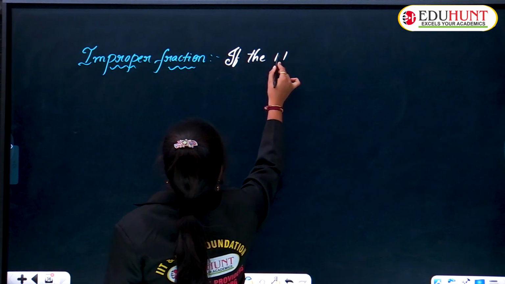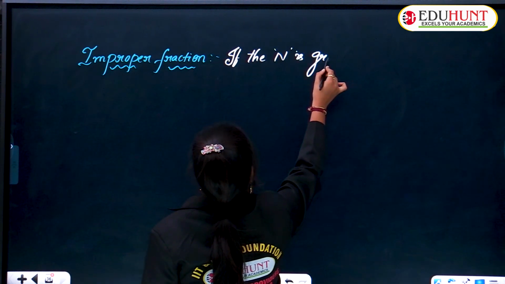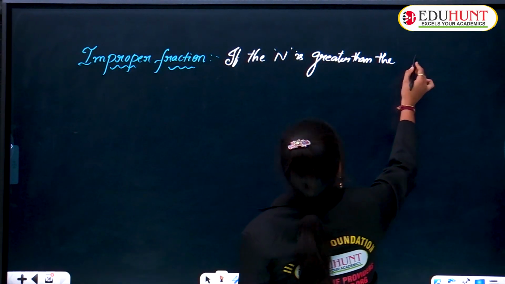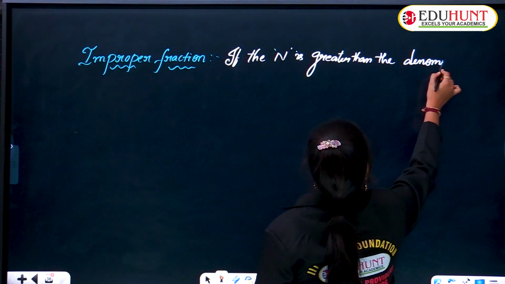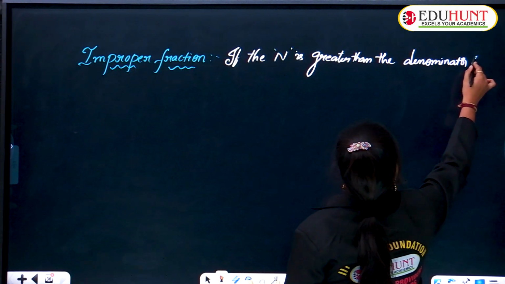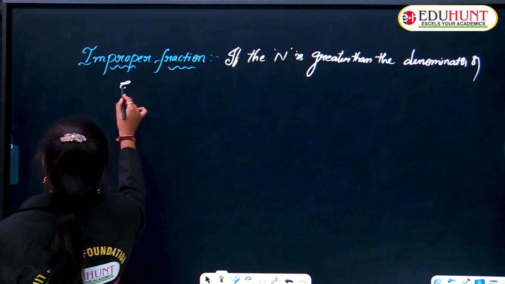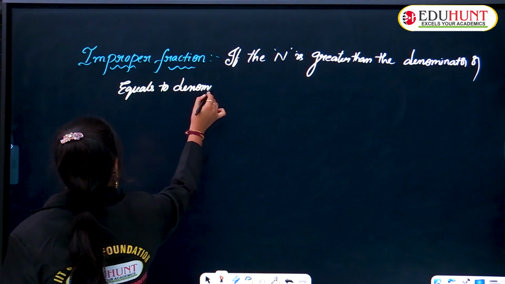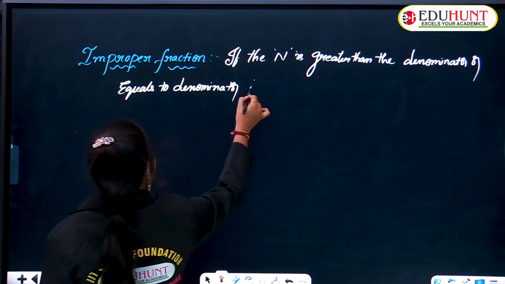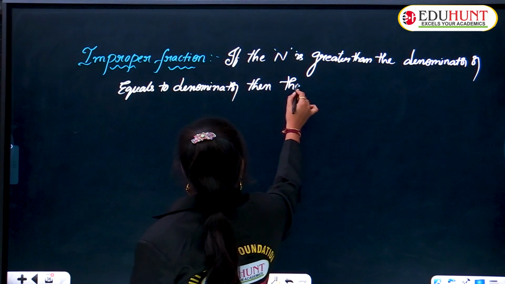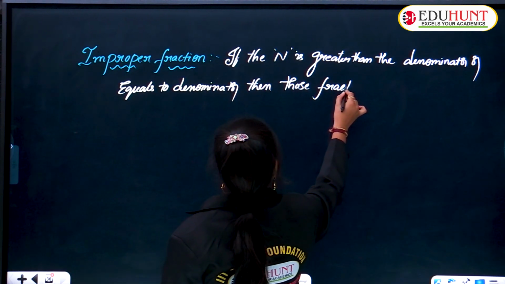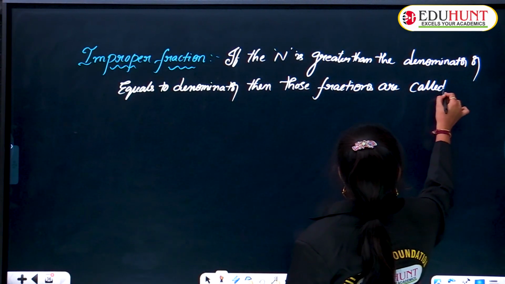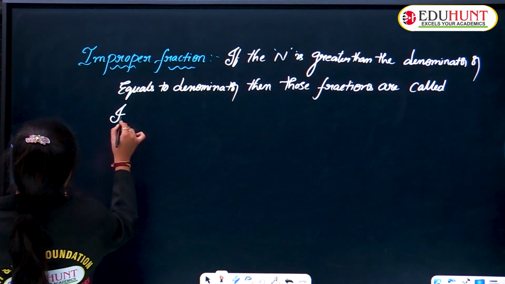If the numerator is greater than the denominator, or equal to the denominator, then those fractions are called improper fractions.